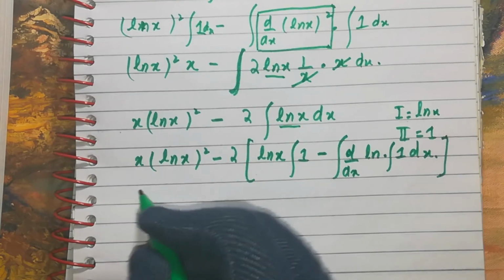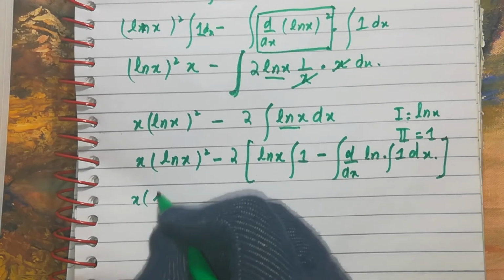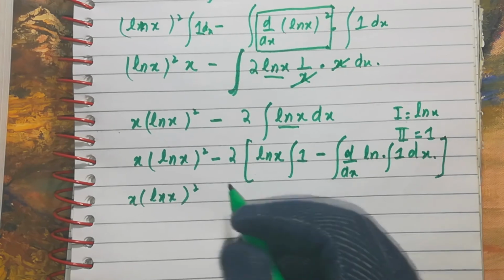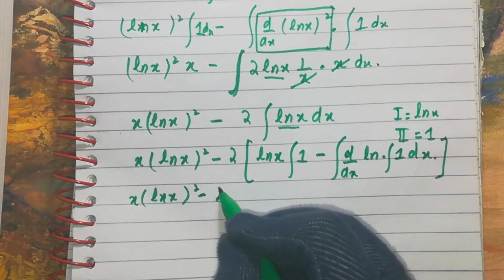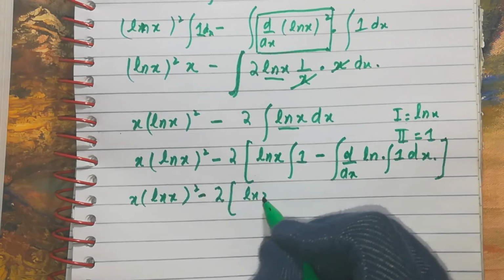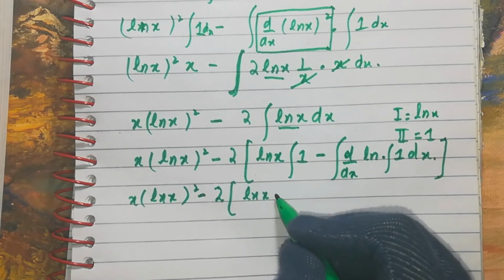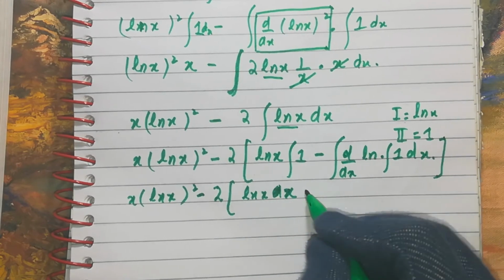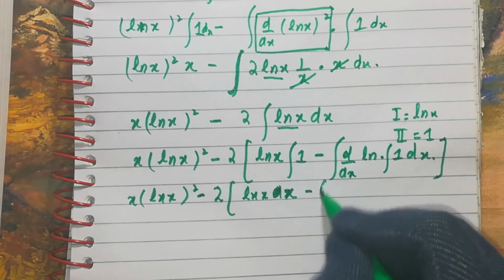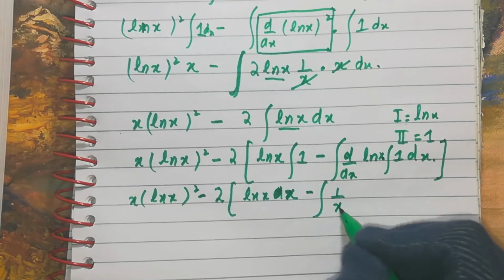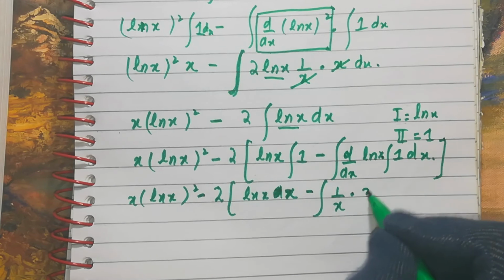Now write it in the same way: (natural log of x) whole squared minus 2 bracket, natural log of x times x, as the integration of 1 is x, minus, now the derivative of natural log of x is 1 over x and the integration of 1 is x.